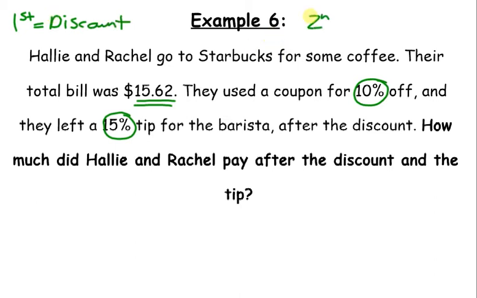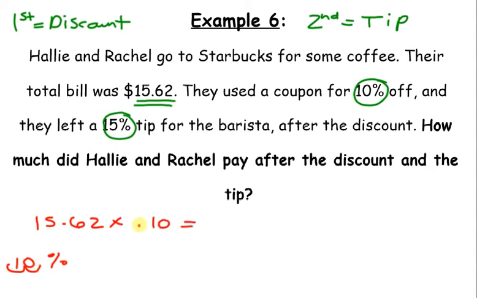Then the second thing you're going to do is the tip. Okay? First you calculate the discount, then you calculate the tip. So let's go ahead and get started. So we have $15.62 times our 10%. We need to move the decimal back 1, 2. So times 0.10. So let's go ahead and figure out what their discount is.